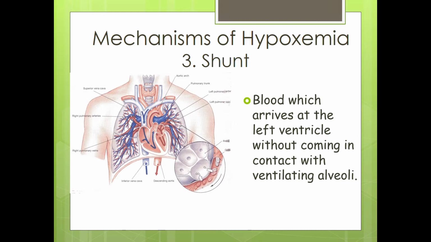So we've talked about hypoventilation and we've talked about diffusion disturbances. Now we're going to talk about shunts. Shunts are a little more confusing, but they're very interesting when you do see them clinically. So the basic principle I want you to remember for this course with the shunt is when blood arrives at the left ventricle without coming into contact with ventilating alveoli. So basically, deoxygenated blood is returning to the left side of the heart, and it shouldn't be.